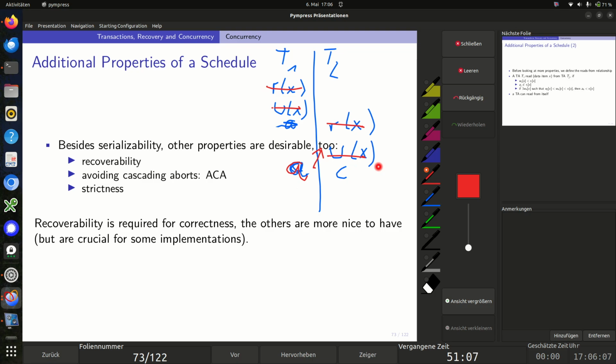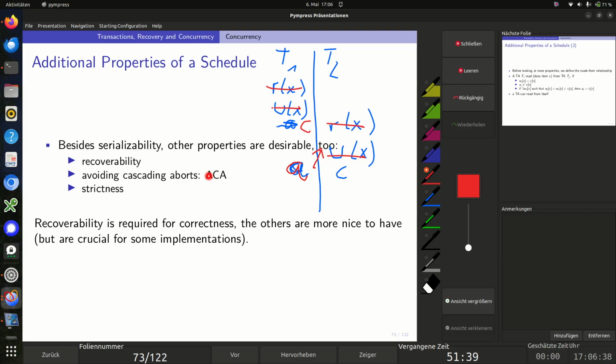So recoverability means, okay, as soon as another transaction commits, there must be an abort or commit of the transaction who wrote the value, and then if you want to avoid that this transaction is allowed to commit or not. If this transaction has to cascade the abort, then this means, okay, instead of here, the commit must happen before. So if the commit is here, then you would avoid cascading aborts. So simple.